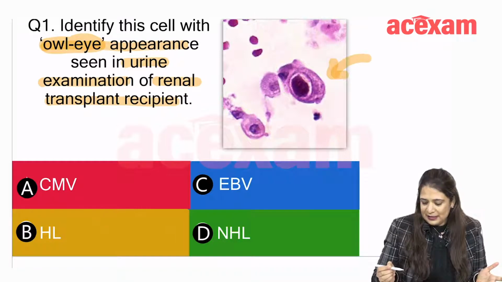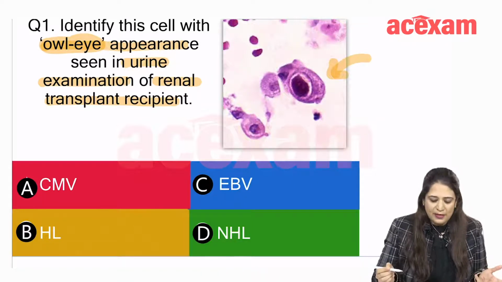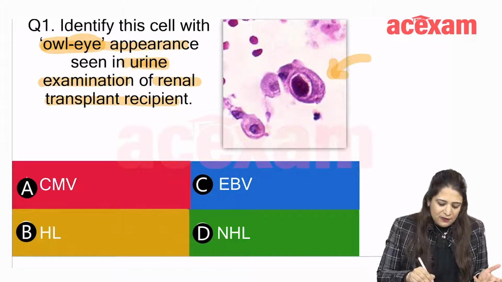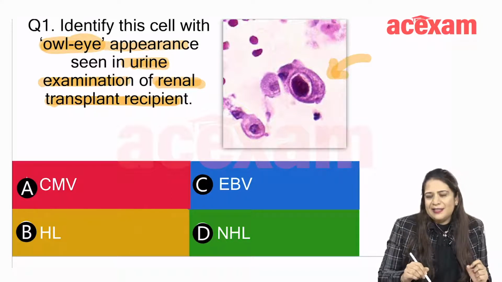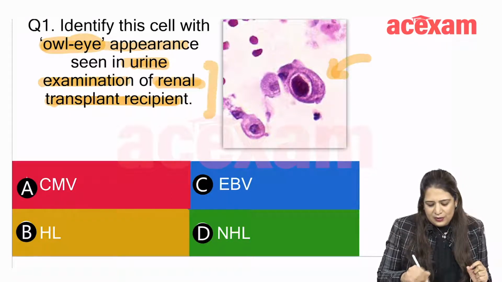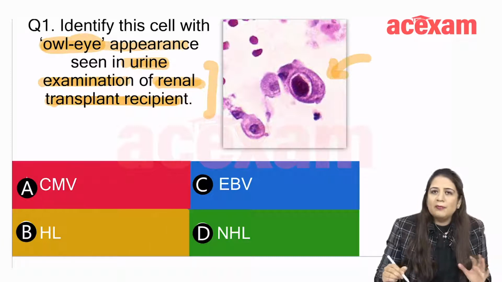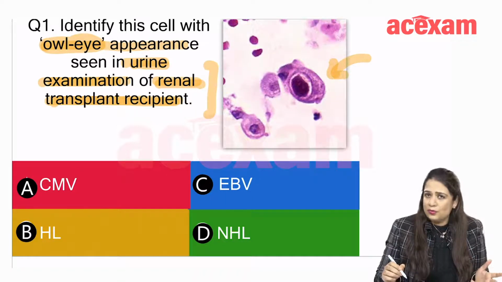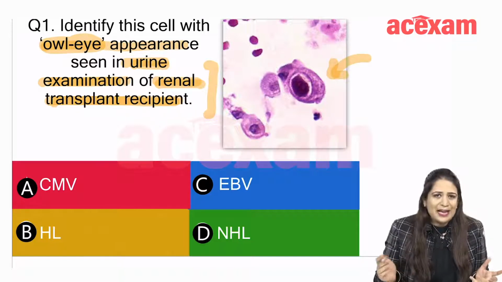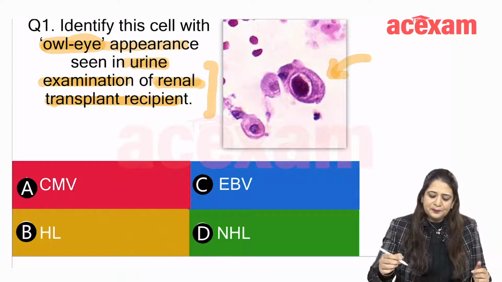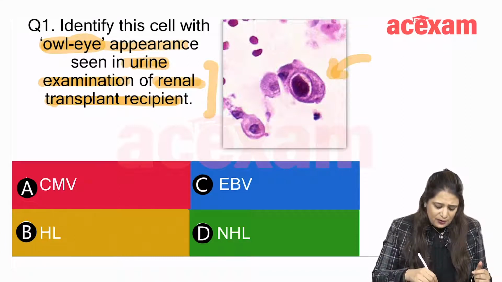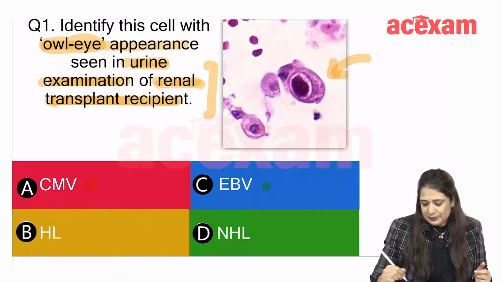I don't know if I can say till this stage. Could be a nucleolus, could be an inclusion. Then it is identified in the urine examination of renal transplant recipient. So why is this part of the history provided? This is probably suggesting some underlying immunosuppression. So the patient could be probably on some immunosuppressant drugs and is now presenting with these kind of cells in urine cytology, all right.